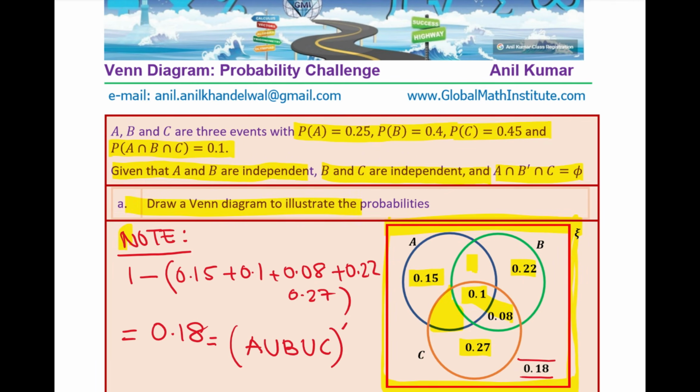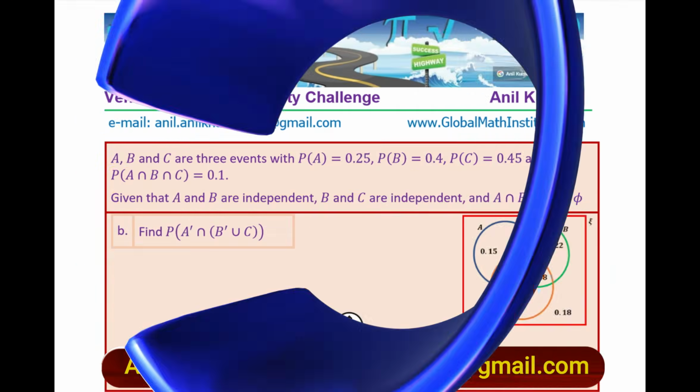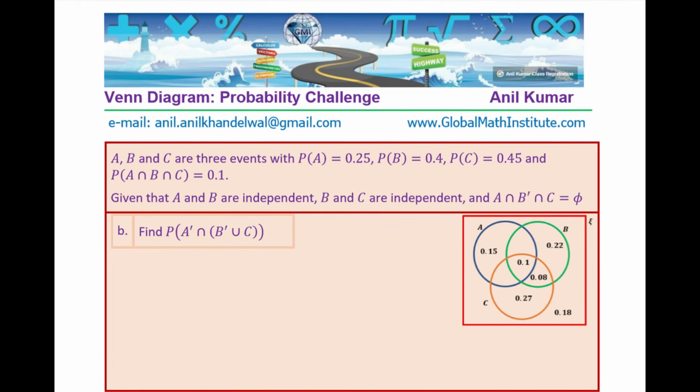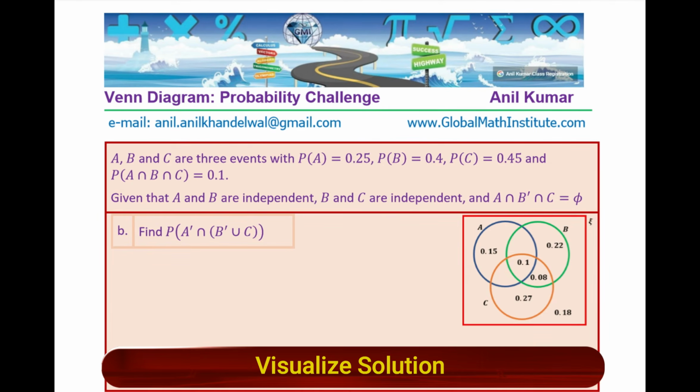And now we have drawn the Venn diagram. Is that clear to you? Perfect. Let's move on and see how we answer part B. For each part, we already have the values which I have shown here in the Venn diagram. Now we need to find the probability of not A intersection, not B union C. What does that mean? This is what we need to figure out. So how do we do that?